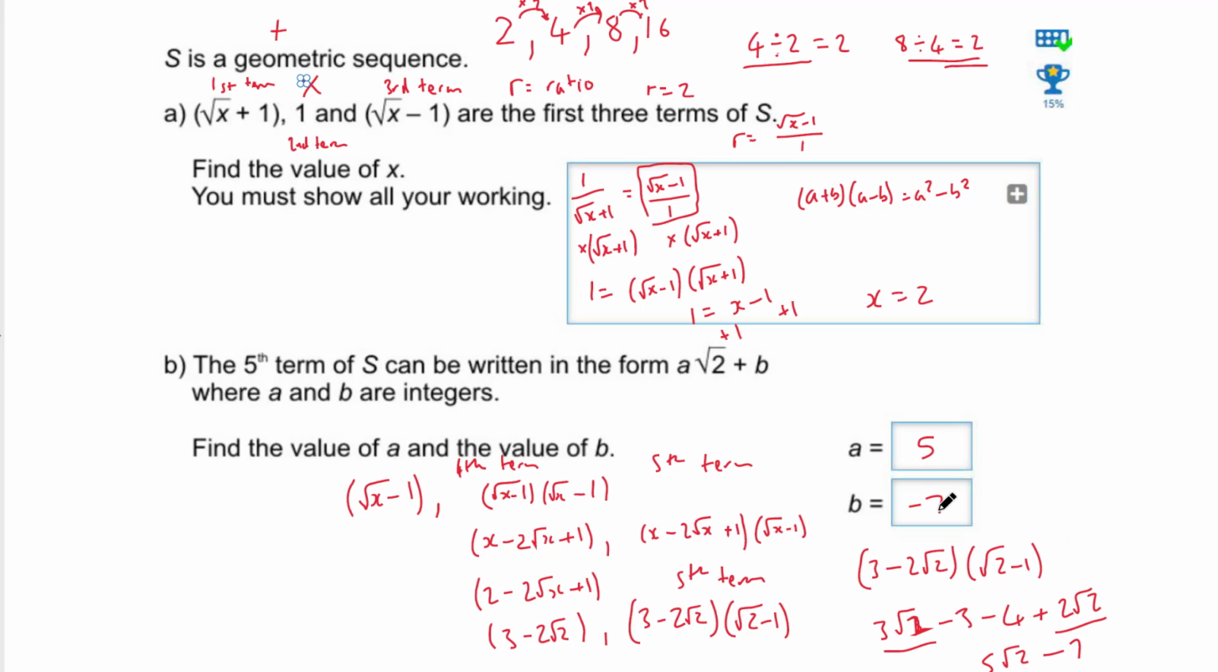I hope that makes sense to you. Explanation a bit longer than is required, but it's important to get a good understanding. This is how we're going to get a good grade in A level.